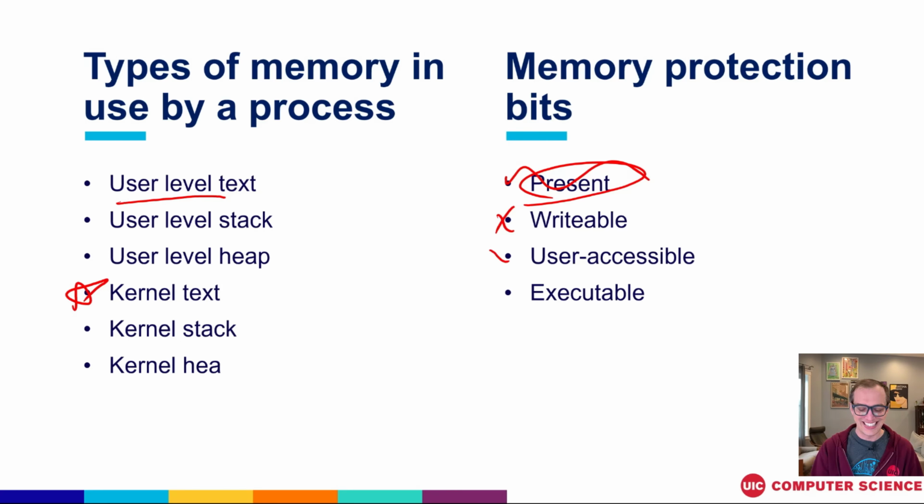The kernel text is not user accessible because if a user level piece of code wanted to read from those addresses, or certainly write to those addresses, that should not happen. That page fault, when the user level code tries to do that load or tries to do that store, should be an unrecoverable fault.